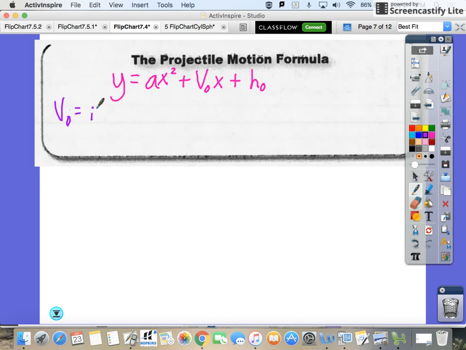V sub 0 is initial velocity. You can think of it as speed. It's not exactly the same as speed, but think of it as speed. Like how quick is it going at first? H sub 0 is the initial height.